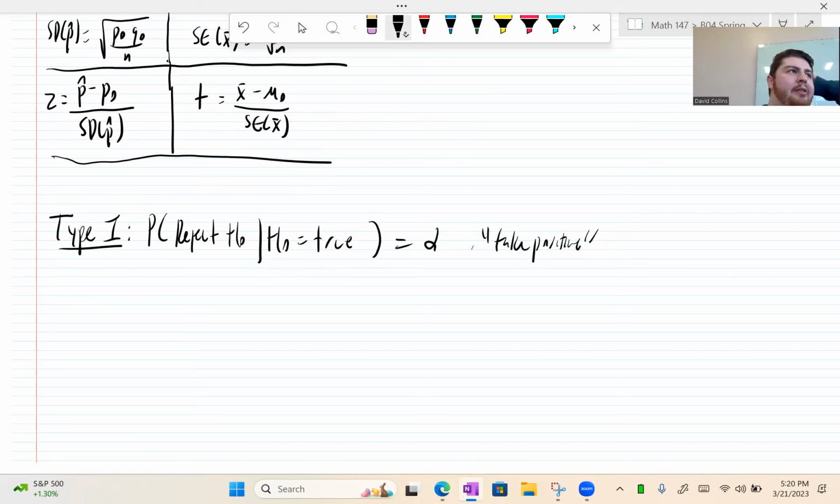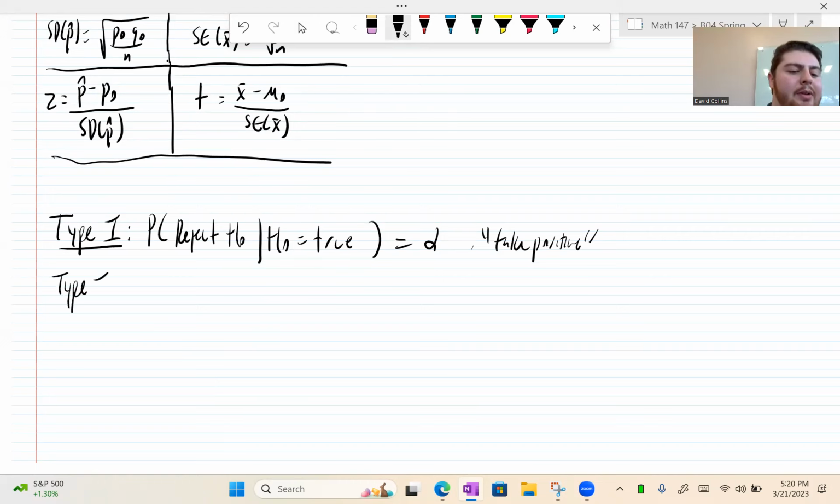So your null hypothesis in reality is true. You get a sample, you do a hypothesis test, you get P is less than alpha, you reject it. That's what this is. Obviously, it's an error. So you want to minimize the type 1 error by not having too big an alpha level. That's why we don't have anything bigger than like 0.1.